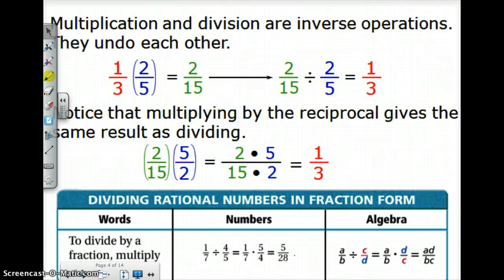Multiplication and division, remember, they're inverse of each other. They're inverse operations. They undo each other. So you'll notice that multiplying by the reciprocal will give you the same result as dividing.